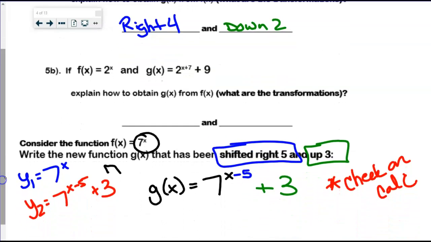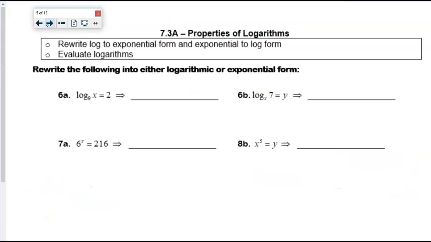We did an activity with a partner where you told them what to type, you checked, and you visualized it on the calculator, and you made sure it shifted to the right and up like you thought. I think that'd be a great idea on this test as well.